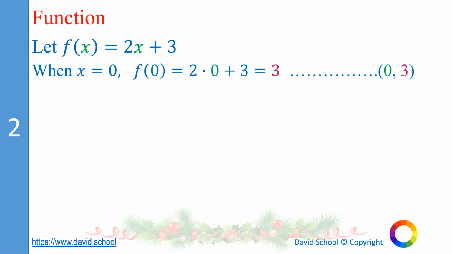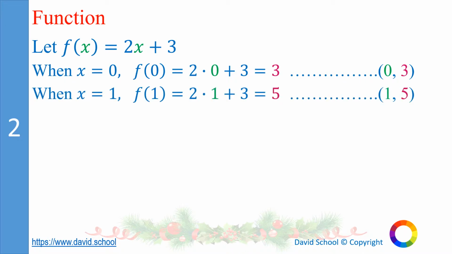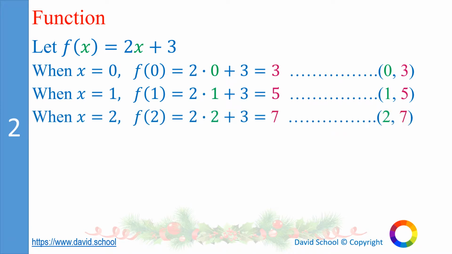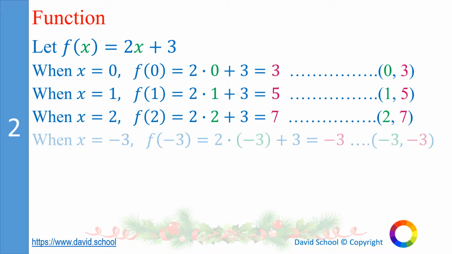When x is 0, f of 0 equals 2 times 0 plus 3, which is 3. Simply replace x with the x value 0. Now we have output 3. Write this as an ordered pair, 0 and 3. When x is 1, f of 1 equals 5. When x is 2, we have output 7. And finally, we will take x as negative 3. Then we get output negative 3.